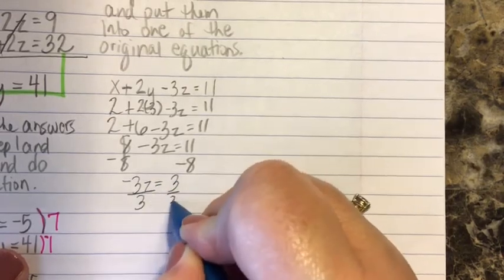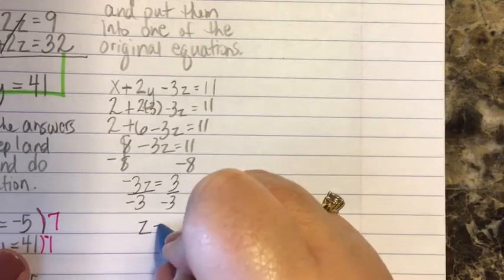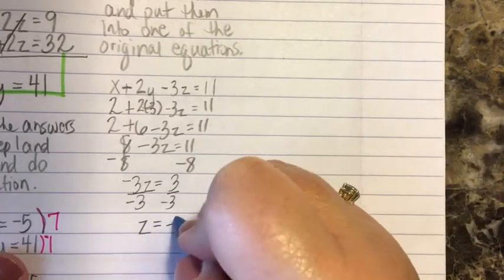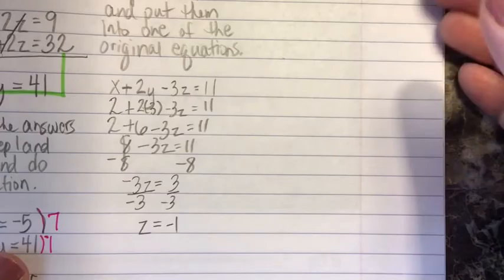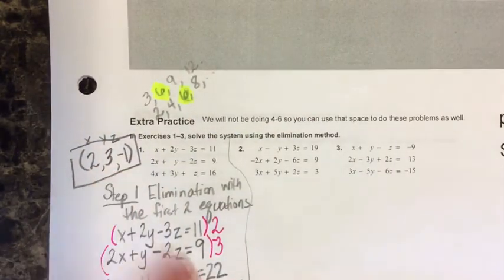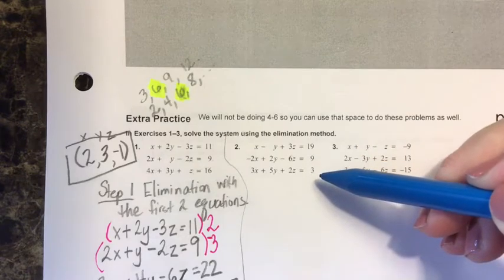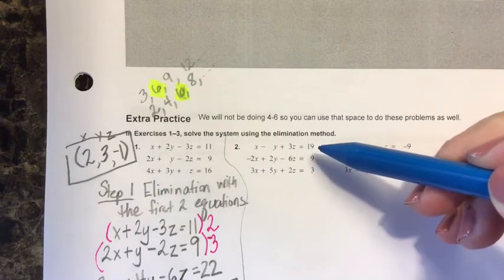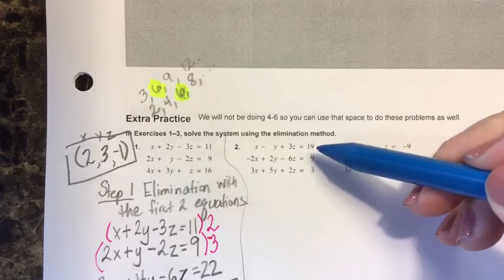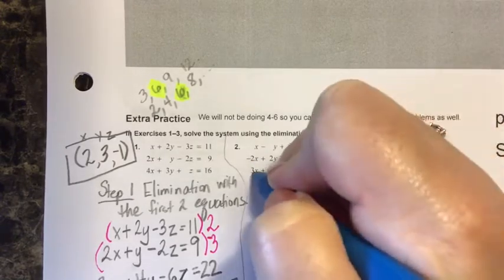And divide by -3. Z will equal -1. My final answer is the ordered triple 2, 3, -1. Now I would like for you to try number 2. Do each of those steps, those 5 steps, to find your ordered triple that is the solution here.